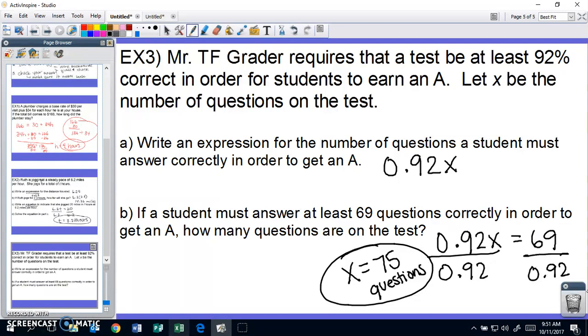Here are the answers to your problems. Remember that part A, I'm not going. Let me unfreeze that. Here you go. There are the answers to your questions. Part A is an expression. So make sure that you are writing that as an expression.